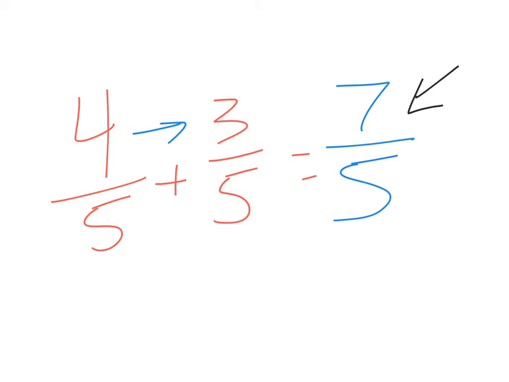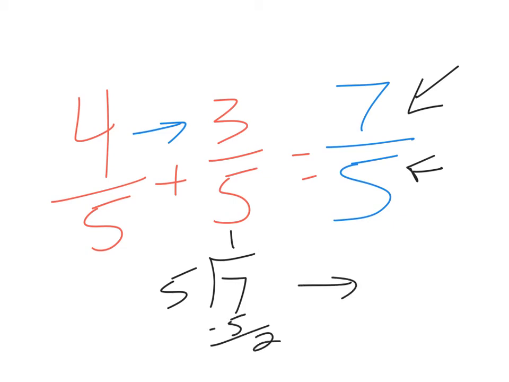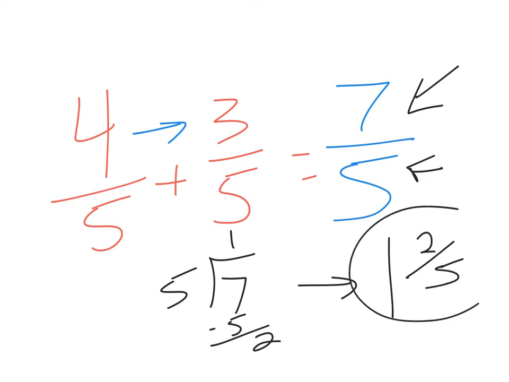Just as we did with reducing those improper fractions earlier, we reduced by division. So we're going to look at this as 7 divided by that 5. 5 goes into 7 one time. Since 1 times 5 is 5, that's going to give us a remainder of 2. So actually the answer to this problem is 1 2/5. And that's our total answer there at the end.